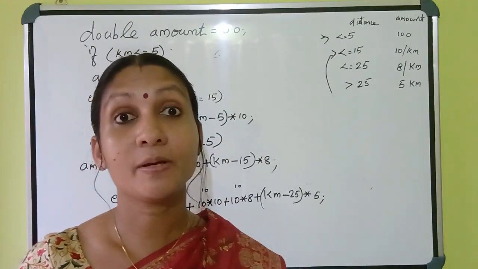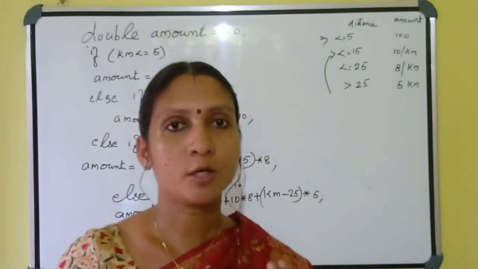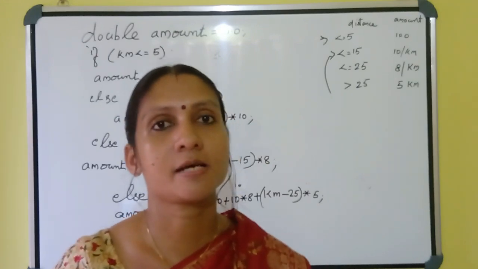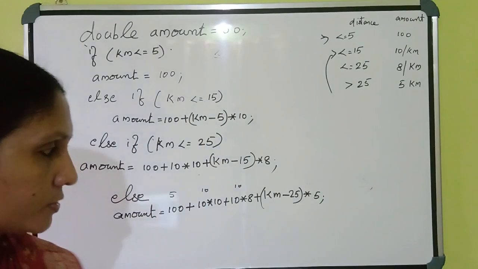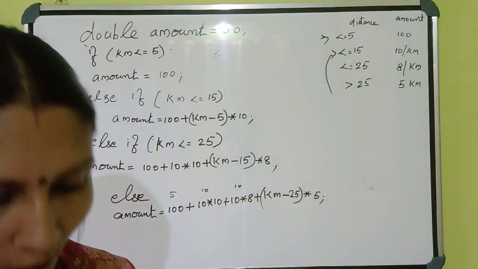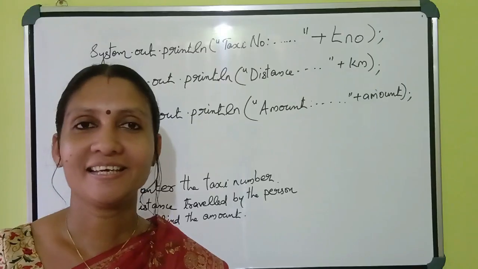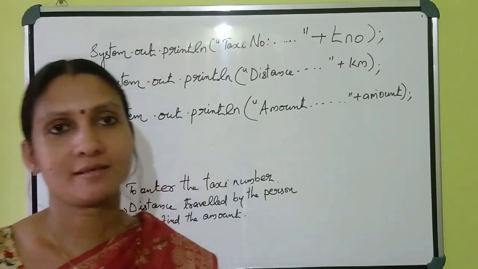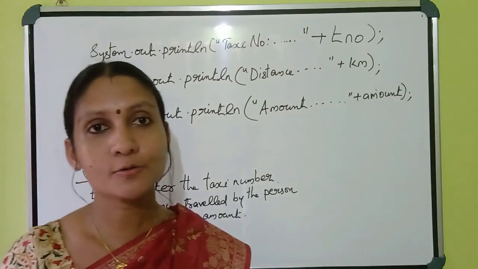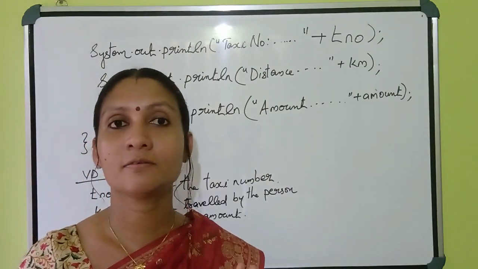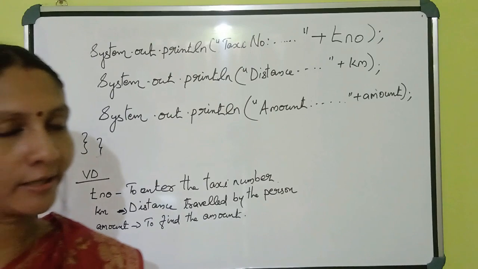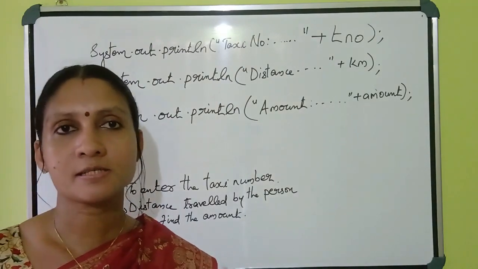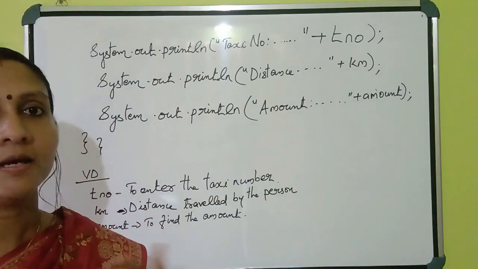Okay, let's print the next values. The question mentioned you have to print the values of the taxi number, distance traveled and amount. How can you print the values? With the help of a system.out.println statement. At last we need to give the output to the user. There is a format in the question. Using that format, you give the output to the user. What's the format? Look at the question. Taxi number with a space, give the value, and next distance with the space, give the value, last amount also.